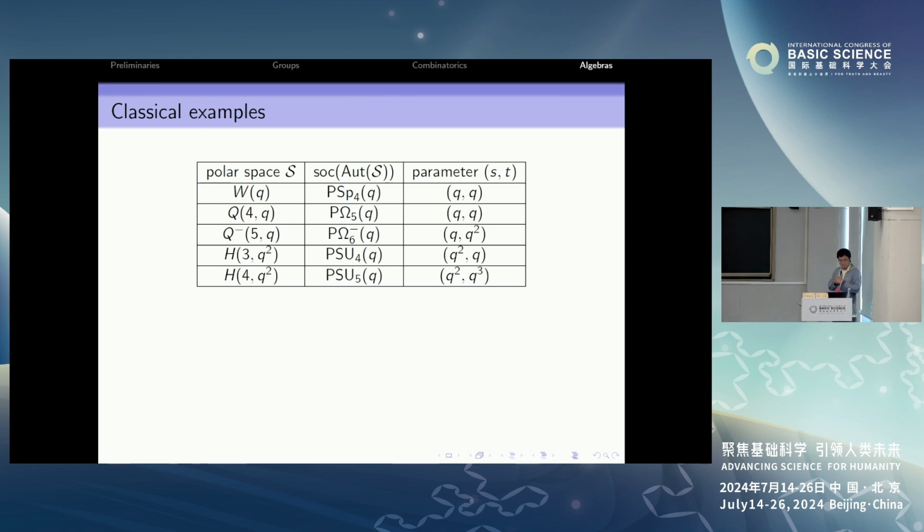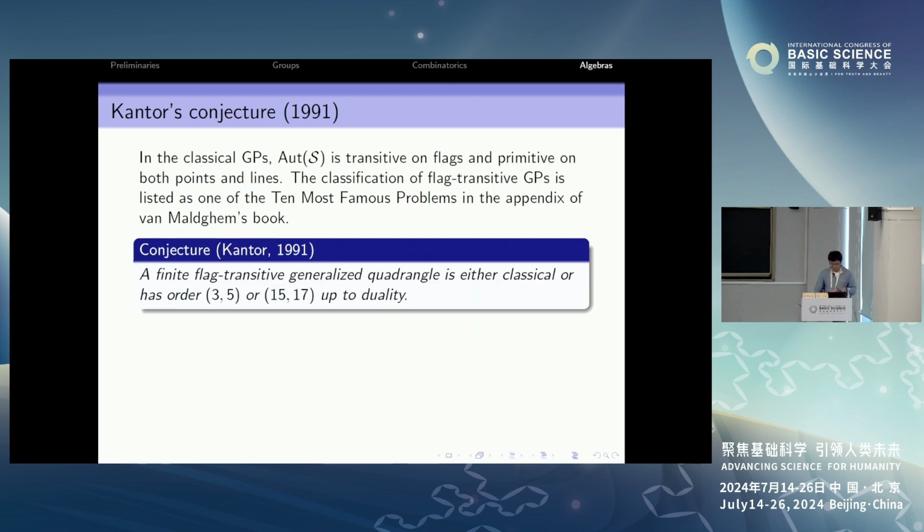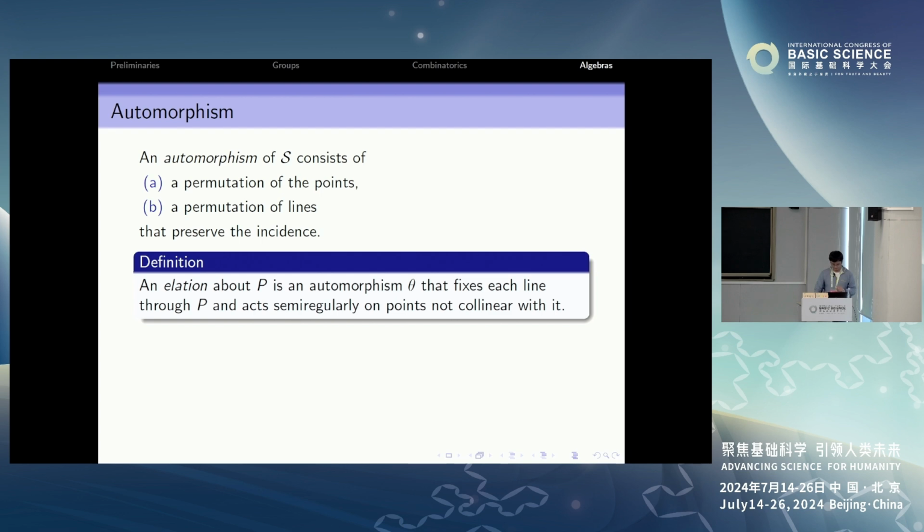These are the classical examples. So the automorphism groups are these simple groups. And on the right-hand side, we list the parameters. An automorphism consists of two permutations. One is a permutation of points, the other is a permutation of lines, that preserves the incidence. So this is an automorphism. I will not explain the remaining definitions due to time limit.